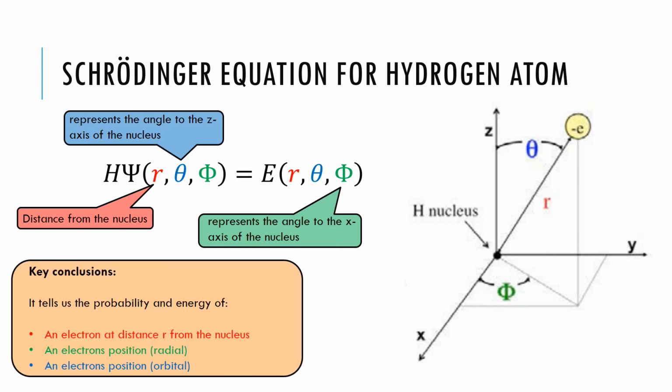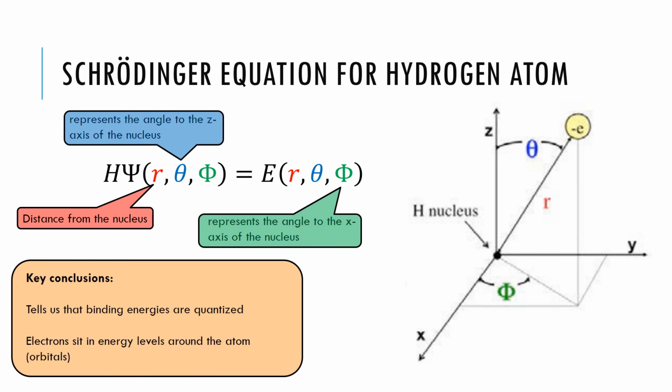The key conclusions that we make from the Schrodinger equation are that it tells us the probability of finding an electron in terms of its radial and orbital position, as well as the energy and distance of the electron from the nucleus. Some key conclusions are, and we'll be discussing this in the next session, that the binding energies of an electron are quantized, i.e. electrons sit in energy levels as we move away from the nucleus. We can think of those as orbitals.